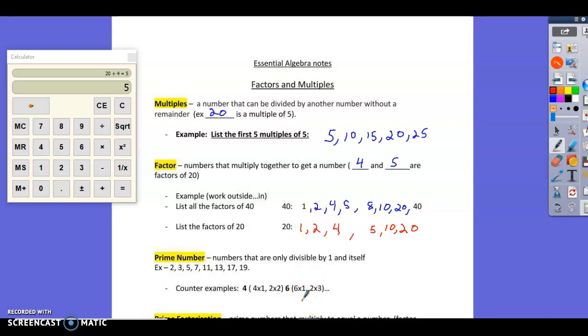So on the homework or anything where I say work outside in, it means give yourself some space so you can list all those factors. And use your calculator to help you out on that.